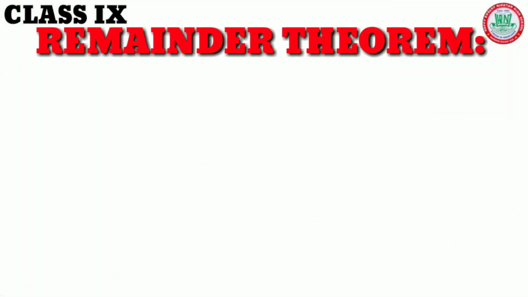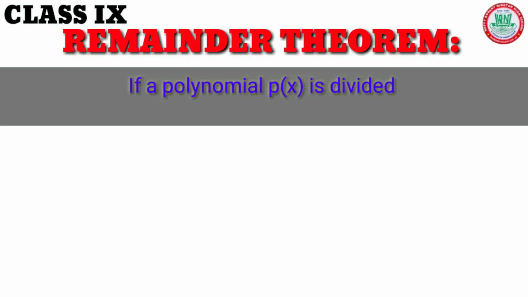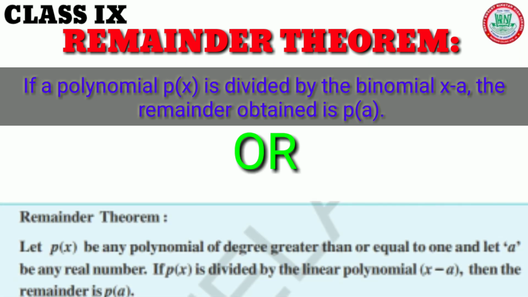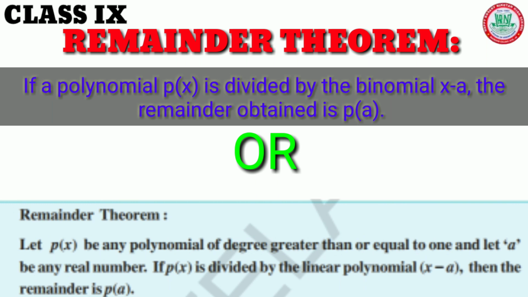Definition of remainder theorem: if a polynomial p of x is divided by the binomial x minus a, the remainder obtained is p of a. Or we can define it as: let p of x be any polynomial of degree greater than or equal to 1 and let a be any real number. If p of x is divided by the linear polynomial x minus a, then the remainder is p of a.